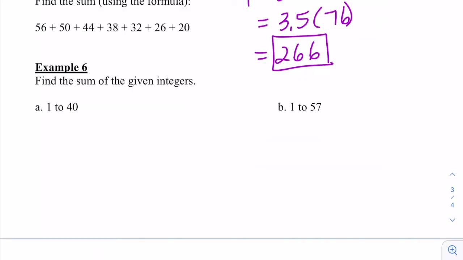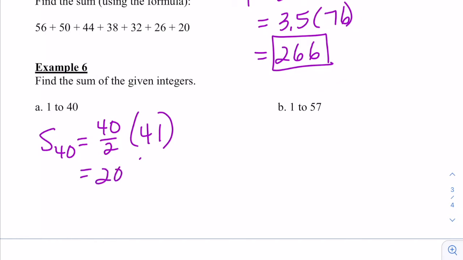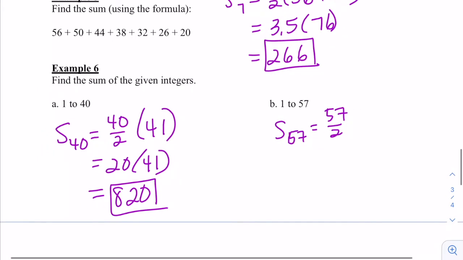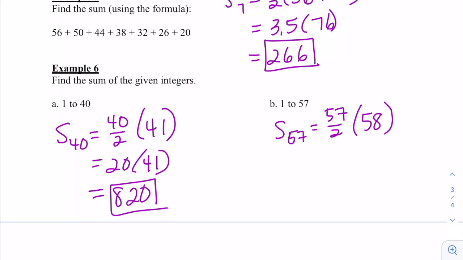266. So to find the sum of 1 to 40, we're going to have 20 pairs, because 40 divided by 2 would give us 20. And so 20 times 41 would just be 820. And then 1 to 57, we're going to divide 57 by 2. We won't have an even number of pairs. And we're going to multiply that by 58. So that's 1,653.